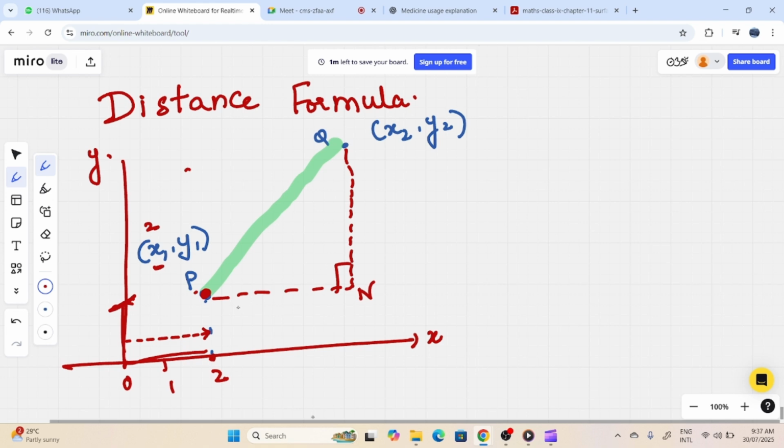Hello, guys, you have to say okay, otherwise it will be difficult. Yes, ma'am. Please look at this and tell me what will be the measurement of PN. Just tell what will be the measurement of PN.